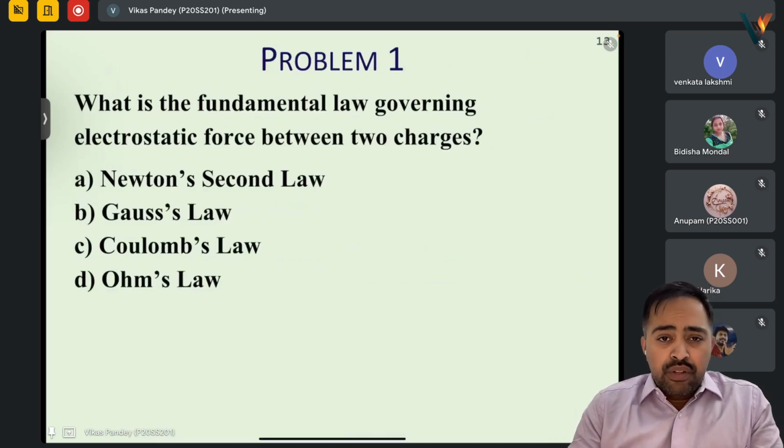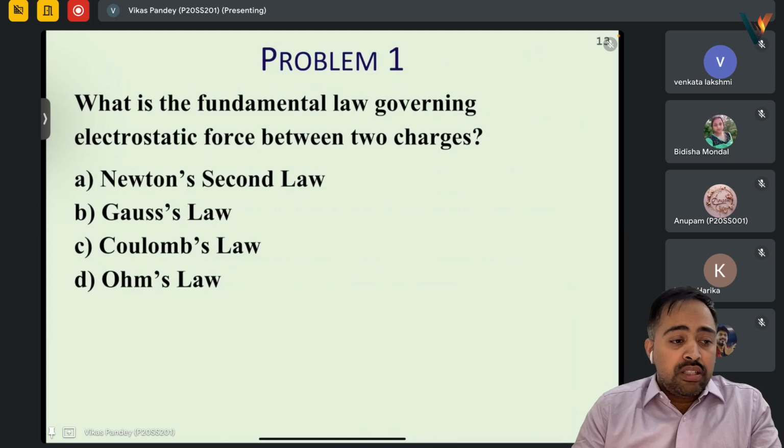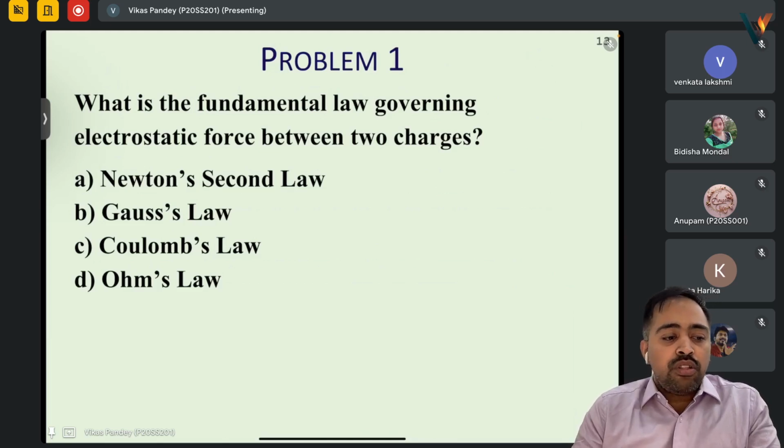Okay, this you people have to answer. What is the fundamental law governing electrostatic force between two charges? Newton's second law, Gauss's law, Coulomb's law, or Ohm's law? Yes, anyone?